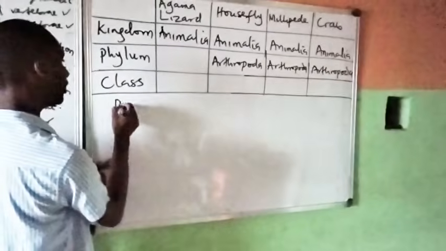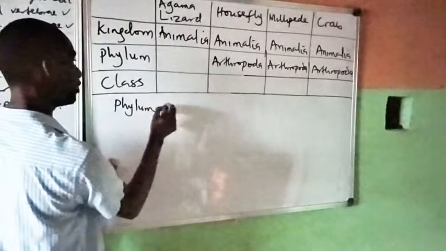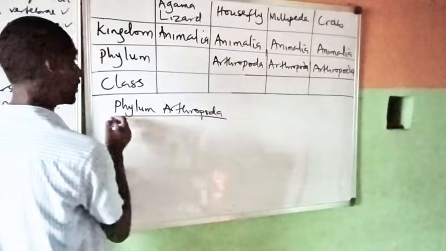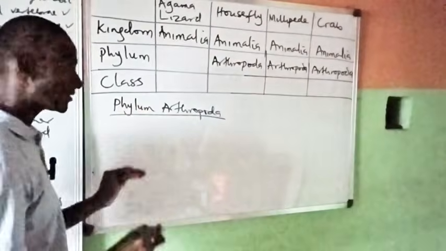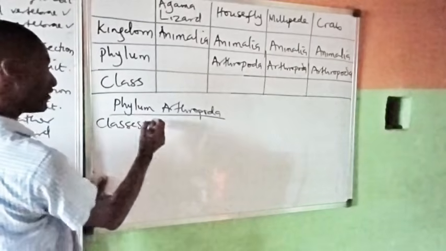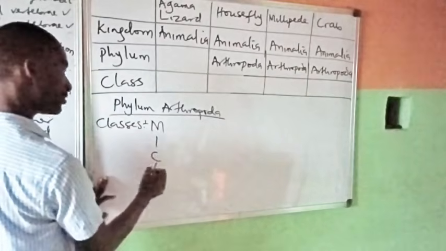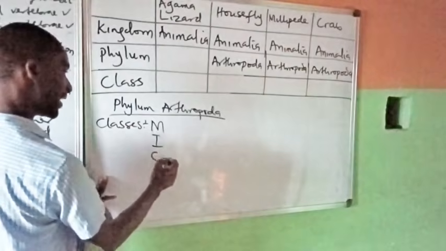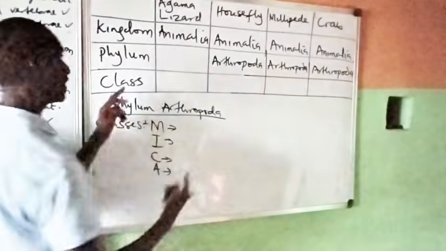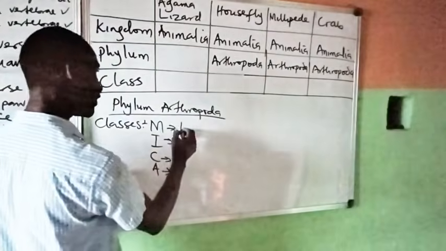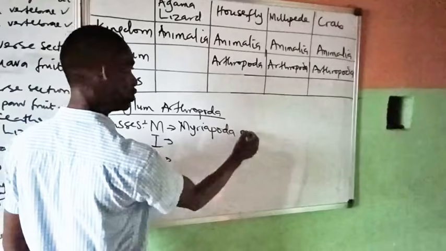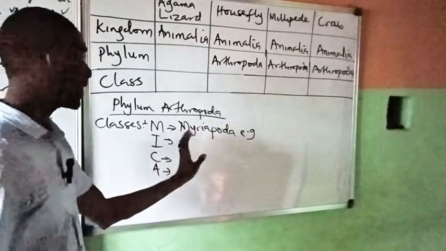So the phylum Arthropoda has 4 major classes. And for those classes, I have an acronym, MICA, that you can use to remember. MICA, because you are going to use them to answer these questions now. The first one is Myriapoda. What's the meaning of Myriapoda?